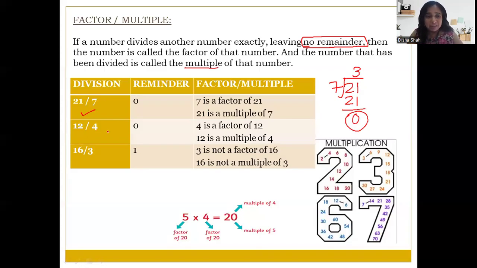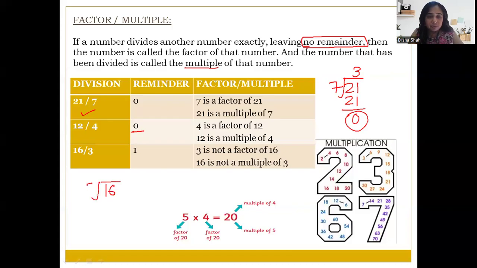Let's take one more example. 12 is completely divisible by 4. Why? Because there is no remainder when we divide 12 by 4. So in this case also we can say that 4 is a factor of 12 and 12 is multiple of 4.